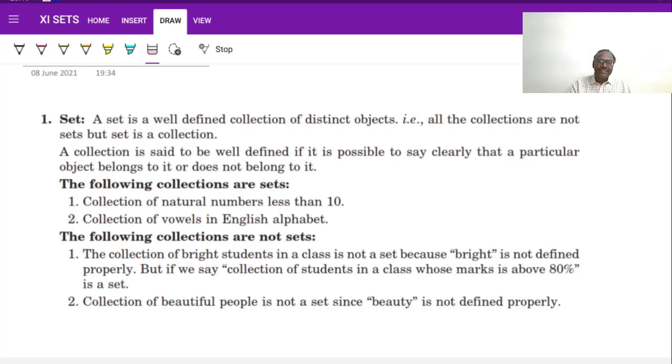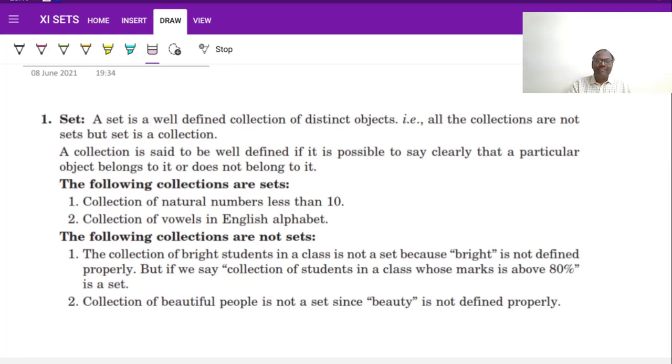In this session, we are going to discuss the first chapter of class 11 mathematics, that is sets. In this module, you are going to learn what is a set, the number theory, the different ways of representation of sets, and the types of sets. To begin with, let us see what is a set.